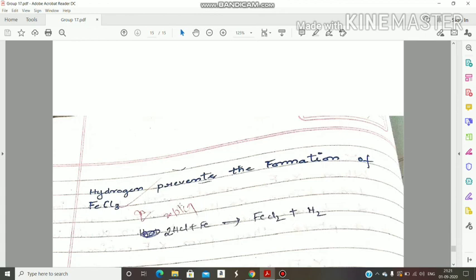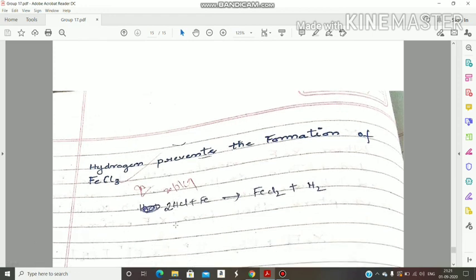So what is the point? Hydrogen prevents the formation of FeCl3. So this is all about interhalogen compounds, and this is all about 17th group elements.